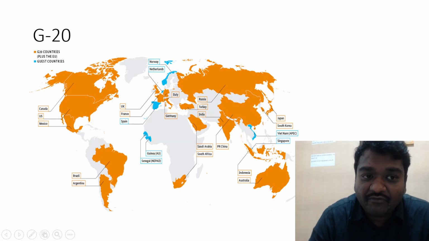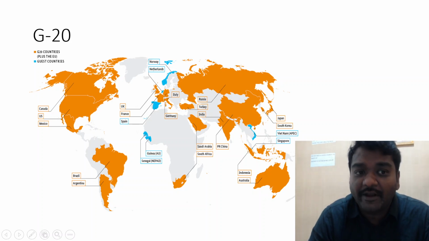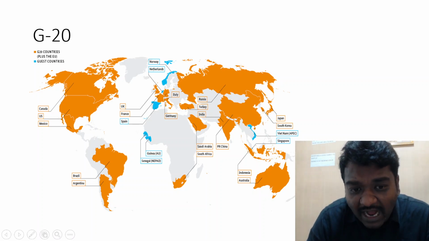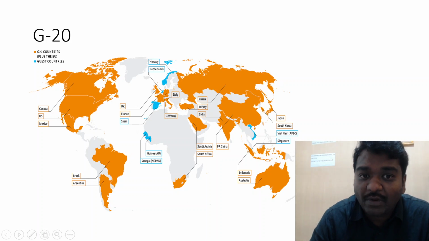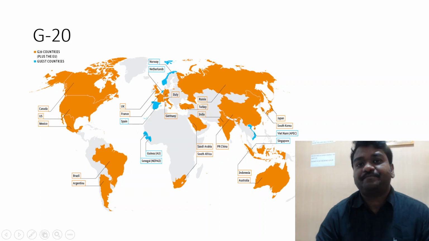North America, we have three countries, guys. Canada, US, Mexico. I repeat, North America, Canada, US, Mexico. South America, Brazil and Argentina are part of G20. In entire Africa, you have South Africa. In Europe, guys, you have UK, France, Germany, Italy and Russia.